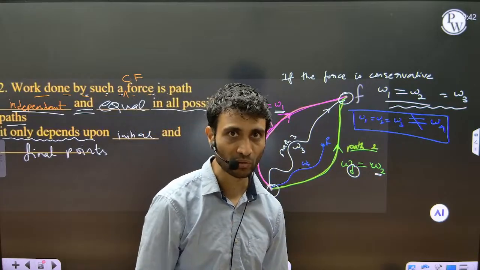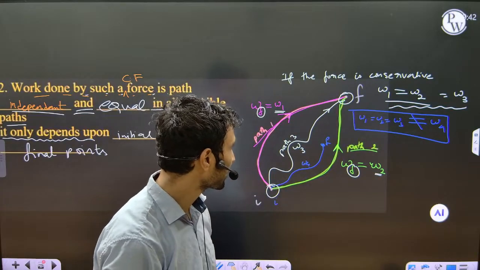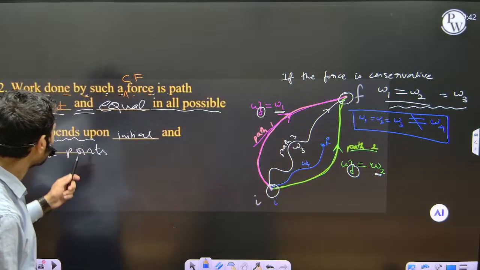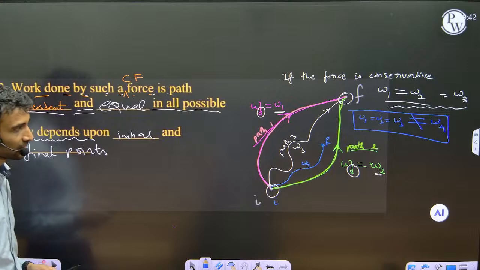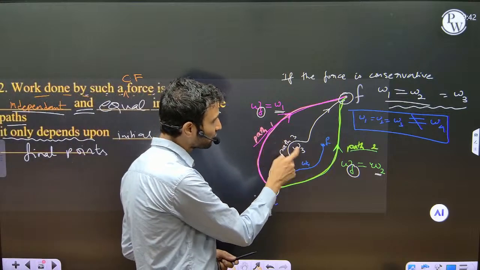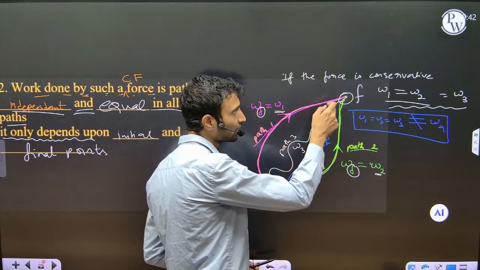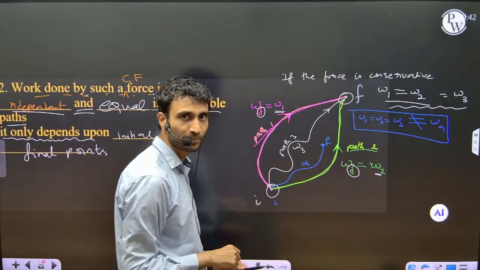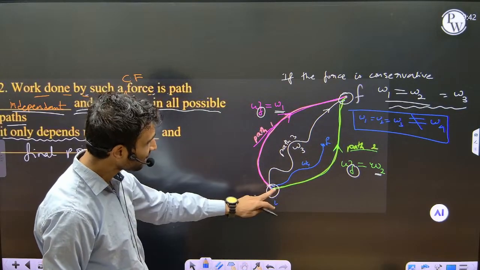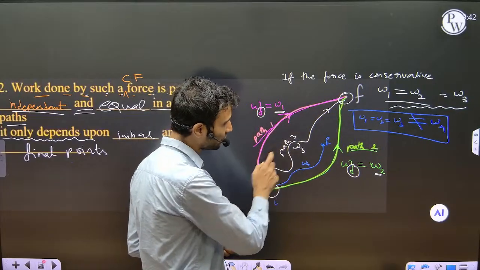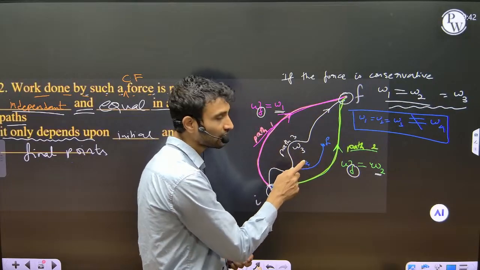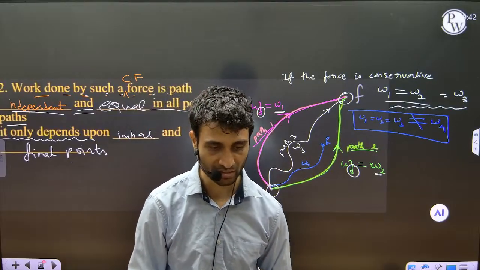There is no guarantee that they are equal to W4. It might not be equal, right? So that is why it depends only on initial and final points. As long as the initial and final points are the same, like for path 1, path 2, path 3, the work done will be the same. But if you change the initial point and final point, then the work done might be different. That is not guaranteed.